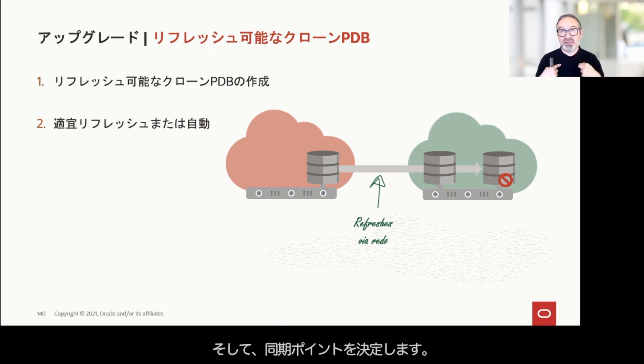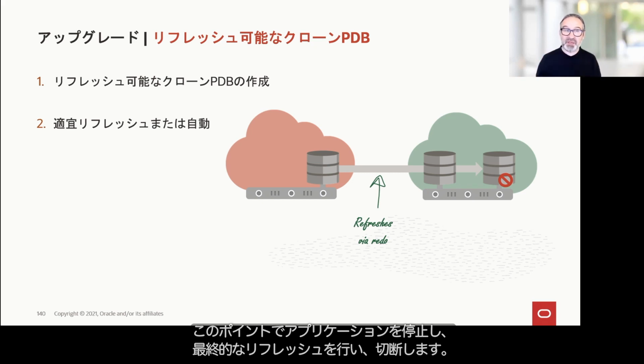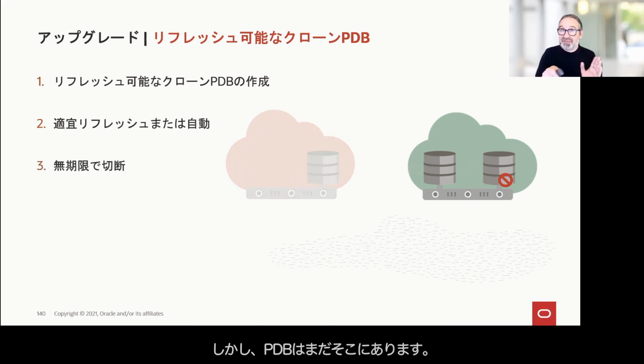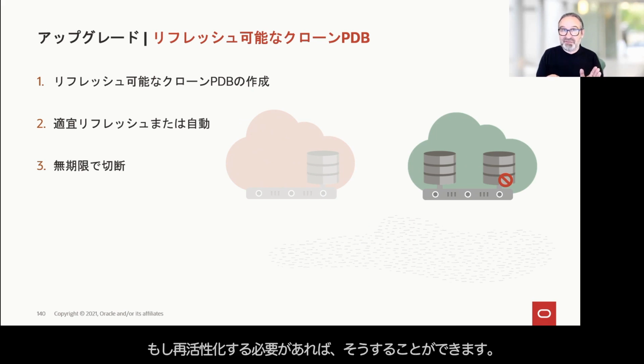So I determine the synchronization point. Now I stop my application at this point, and I do a final refresh, and I disconnect. So I stop the application. The PDB still is alive there. If I need to reactivate it, I could do that.